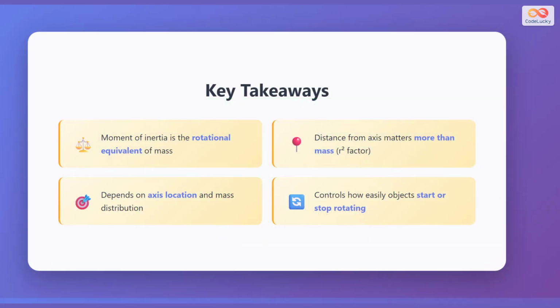Let's summarize the key points. Moment of inertia is the rotational equivalent of mass in linear motion. Distance from the axis matters more than mass itself because of the r squared factor in the formula. The value depends on both the axis location and how mass is distributed around that axis. Finally, moment of inertia controls how easily objects start or stop rotating. Understanding these principles is essential for analyzing any rotational motion problem in physics.